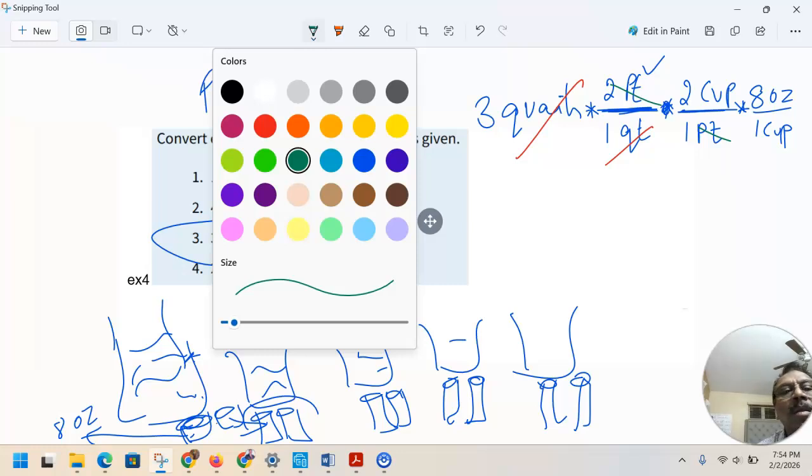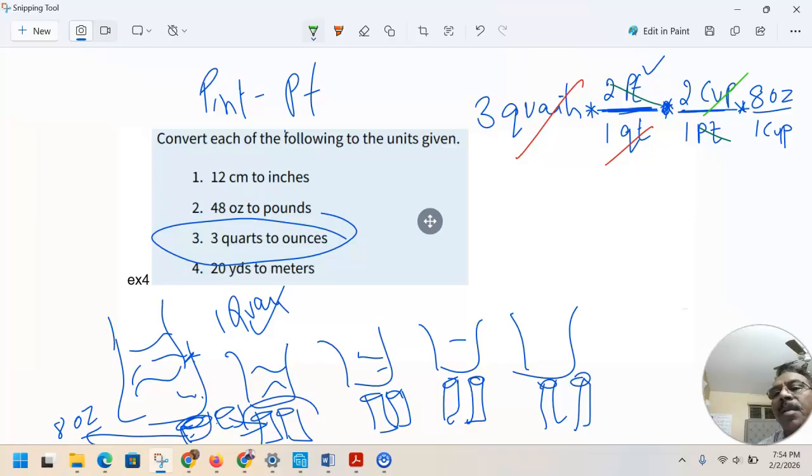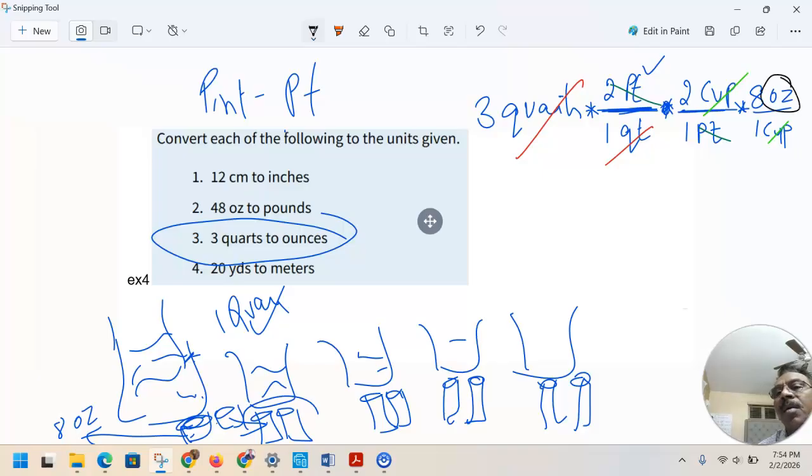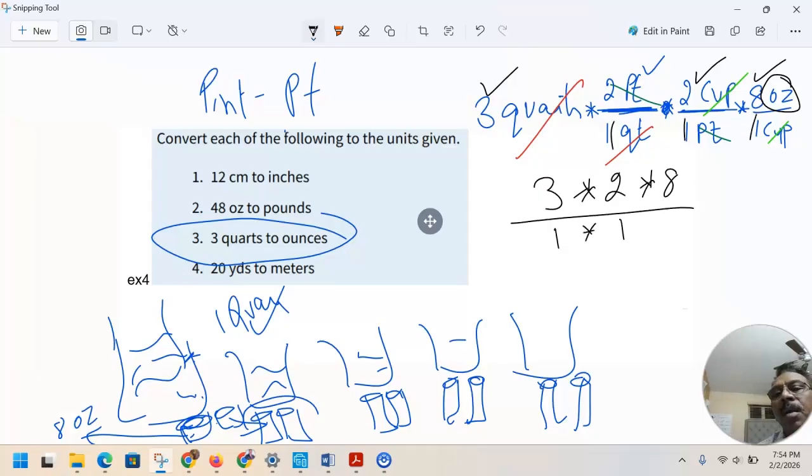And that means green color. This cup and this cup cross out. Everything that you get, you are eventually ending up with cups. See, our goal was to get this. So your number will be this 3 times this 2 times this 8 divided by 1, 1, 1. So all this answer is in fluid ounces.